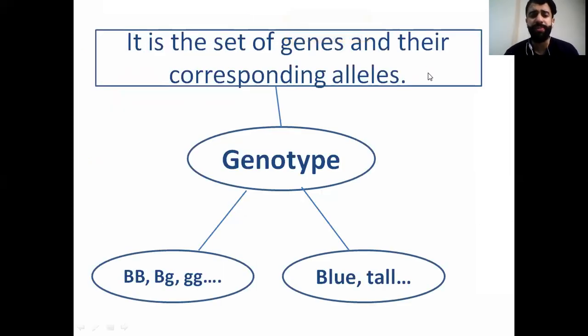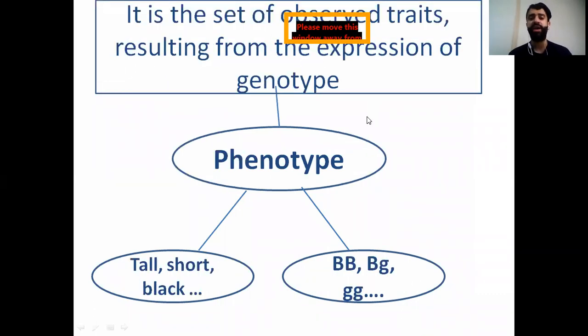We said the genotype is the set of genes and their alleles. For example, BB, BG, GG, all of them are alleles. These are the set of genes and their corresponding alleles, so we call them the genotype. However, the phenotype is the observed trait. Tall, short, green, yellow, blue, purple, all of these are phenotype.